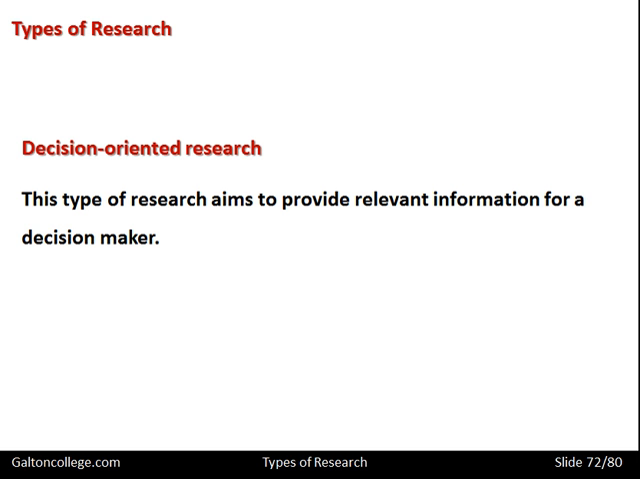There's also decision-oriented research. This type of research aims to provide relevant information for the decision maker. Well, it's a title, but in fact a lot of research is aimed at improving information for the decision maker. So as to whether it's justified in having a separate heading is debatable.